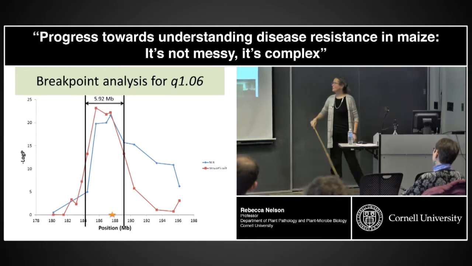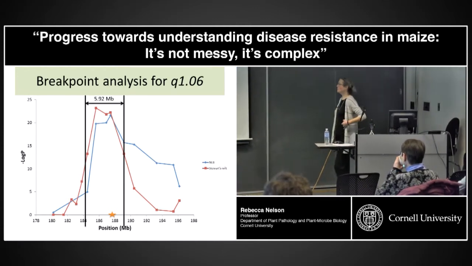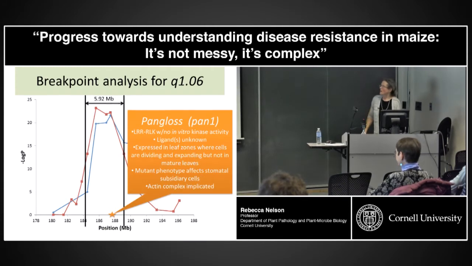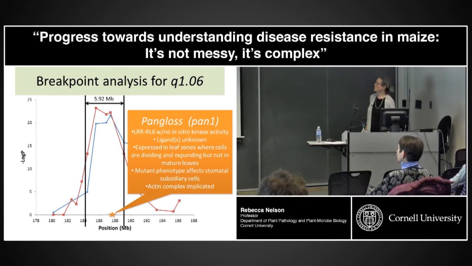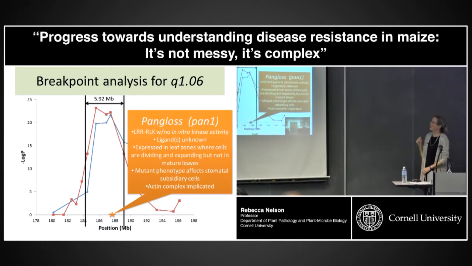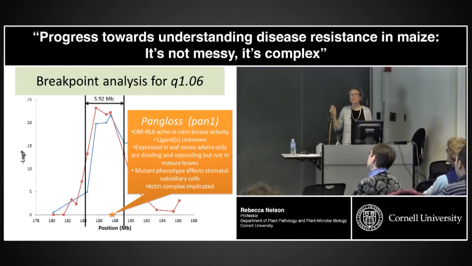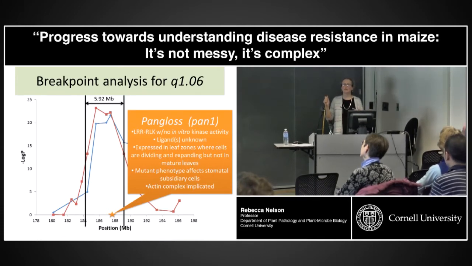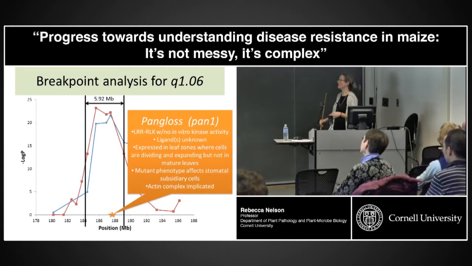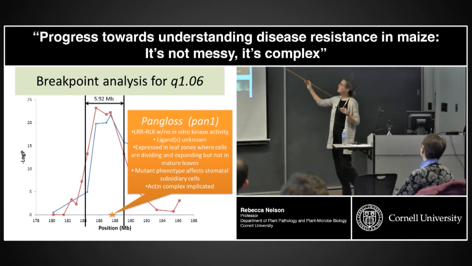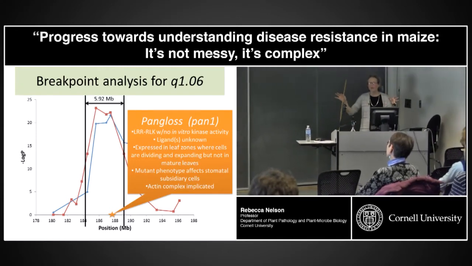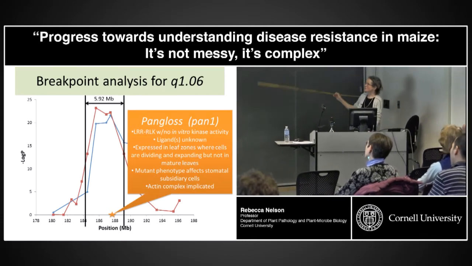there was a gene that had come out from conversations Judy was having at the Maize meeting with a developmental biologist, a cell biologist, who was interested in a gene that happens to be right at that place. That gene is called PAN1, for pangloss. It's an LRR RLK gene that doesn't have kinase activity. It's known for having an effect on stomatal development. The stomatal subsidiary cells come out about 20% misshapen in the mutants. And the PAN gene operates with another gene called BRIC in activating actin complexes. So I think it's something to do with the developmental architecture of the plant that's involved with this PAN gene.